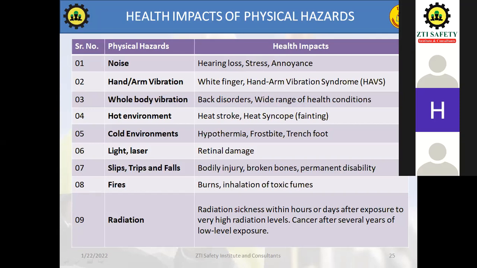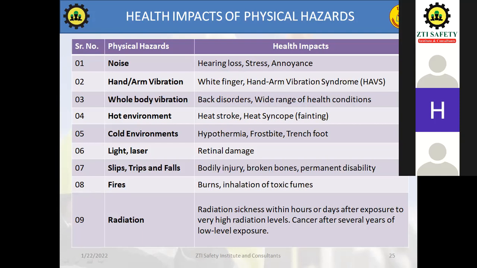Then we have retinal damage caused by light and lasers. Slips, trips, and falls are a normal hazard at any workplace. Even at our home, we may face these kinds of hazards. Then we have fires, burns, inhalation of toxic fumes, and radiation. Radiation sickness can occur within hours or days after exposure to very high radiation levels. Cancer can develop after several years of low level exposure. So it is the type of exposure, the amount of exposure, and the length of time a person is exposed.